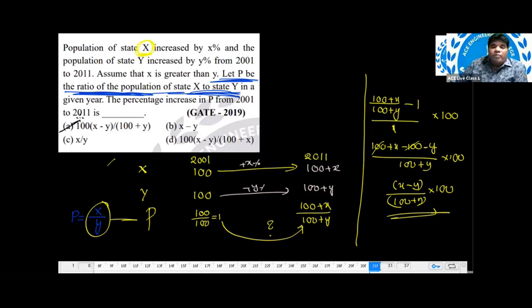For GATE point of view, there is no formula. I am not using any formula for GATE questions, only logical thinking. If we don't know anything, you can compare with 100 only. That is GATE level questions. Okay, last, type 9. These are type 9 types.